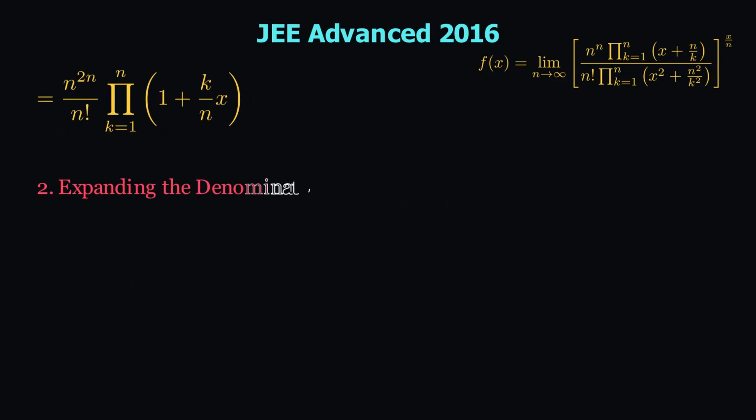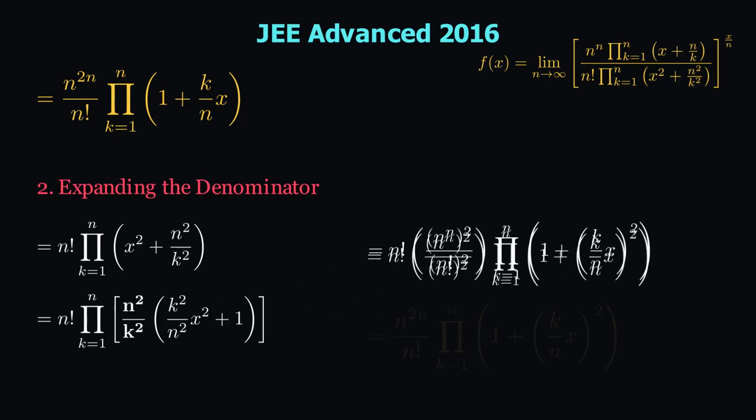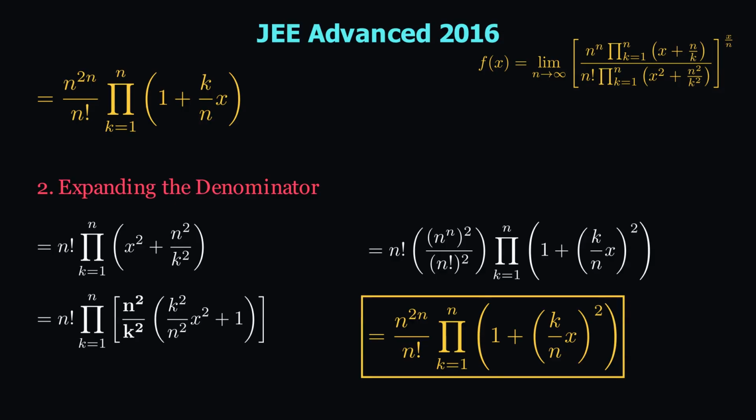Applying the exact same logic to the denominator, we factor out n squared over k squared. This product evaluates to n to the 2n over n factorial squared. 1 factorial cancels with the leading term.